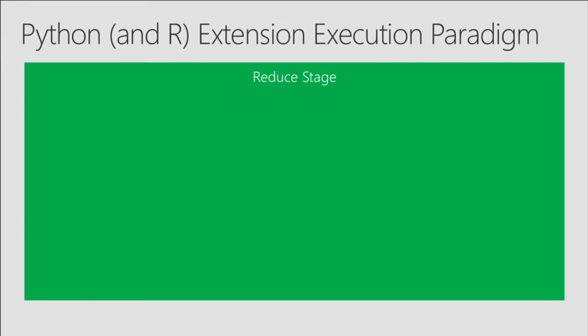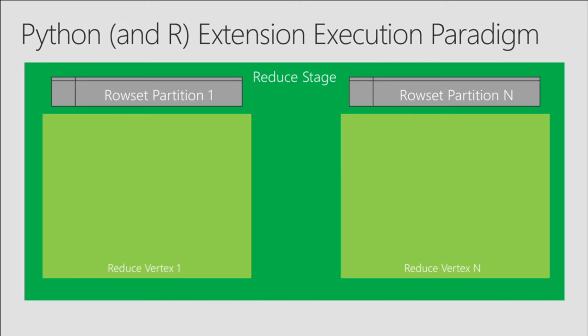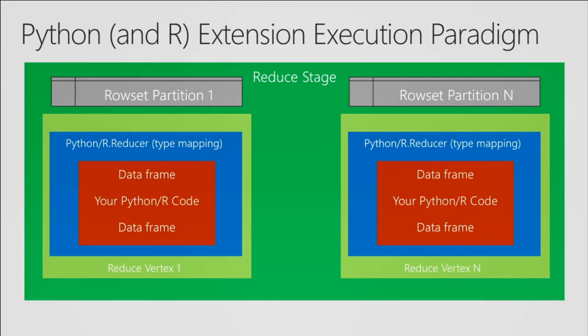If I have a reduce stage, for example, where I invoke my Python program, I will have my row sets partitioned based on my reducer partitioning. And then each reduce vertex will have this Python or R reducer. The same holds for the R implementation as well, which does the type mapping and the marshalling of my row set into the data frame. Then the data frame gets processed by your Python and R code and returns another data frame, and that just gets processed back out into the next stage as a row set. So a very simple processing model.